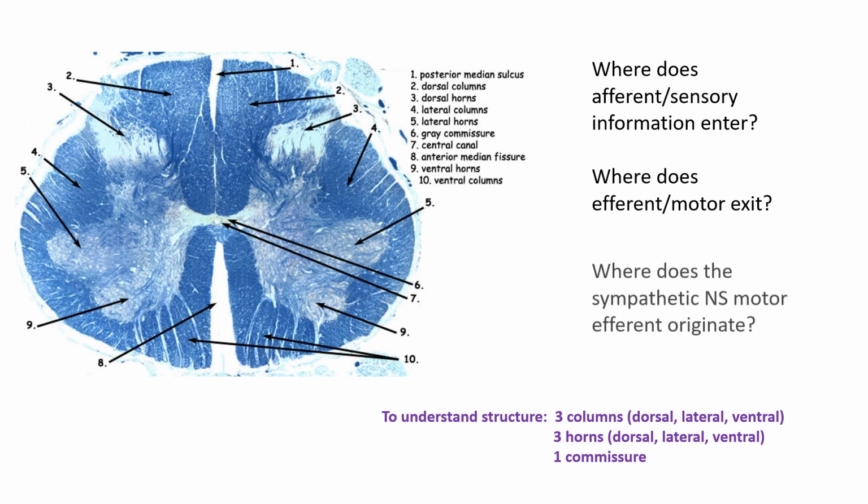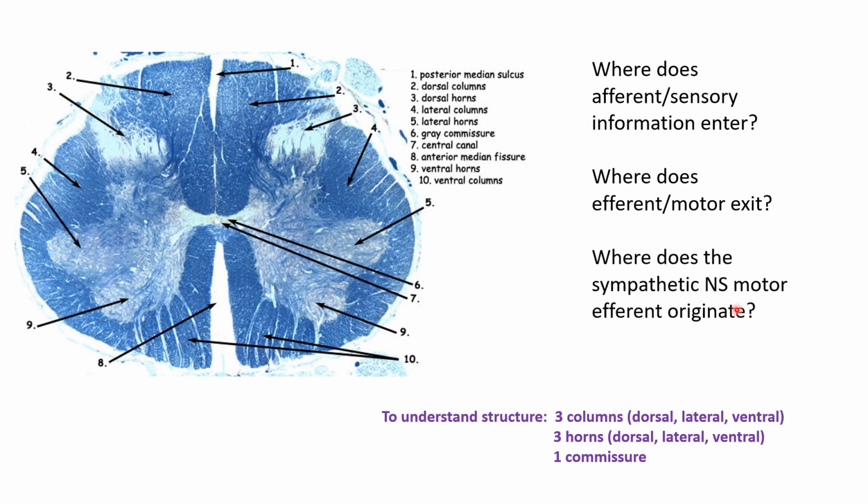Then the third question, where do the sympathetic nervous system efferents originate? These are the commands going out to the sympathetic system like heart rate and breathing rate and vascular tone and so forth. Well, those come out of the lateral horns. The lateral horns are where the autonomic commanding motor neurons do their thing.